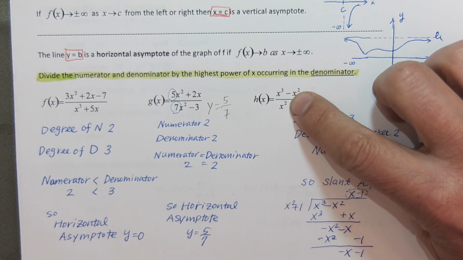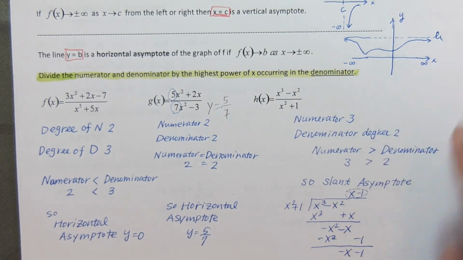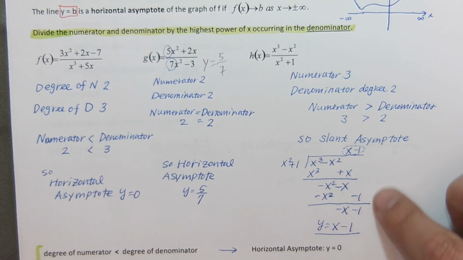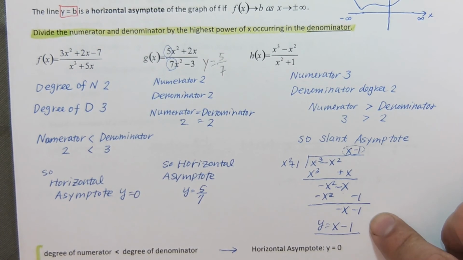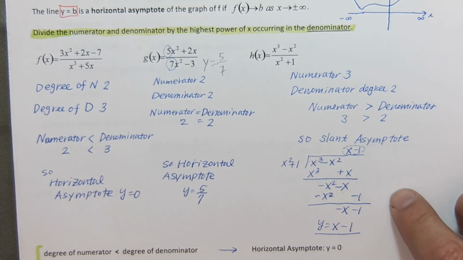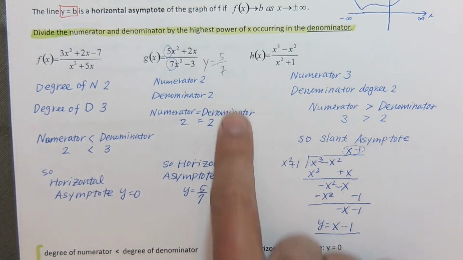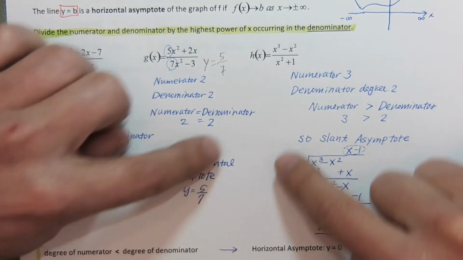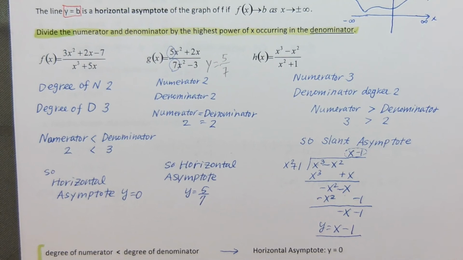Here the degree is larger. And so what we do is we do some long division here, and we end up with what's called a slant asymptote. That means that instead of a vertical asymptote or a horizontal asymptote, we're going to have a slant one, and the graph's going to get closer and closer to that slant. Let me show you what I mean by that.